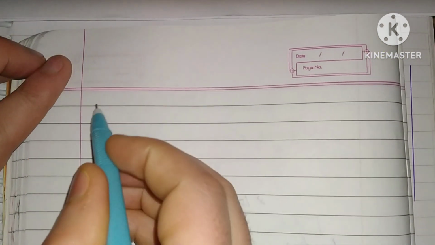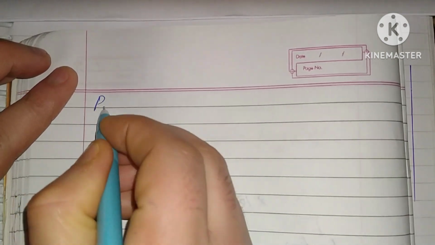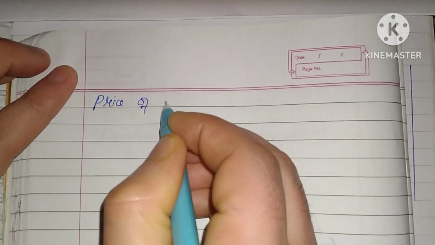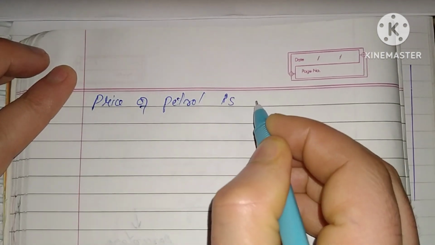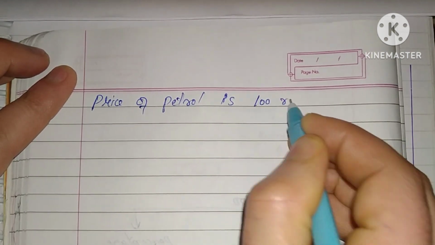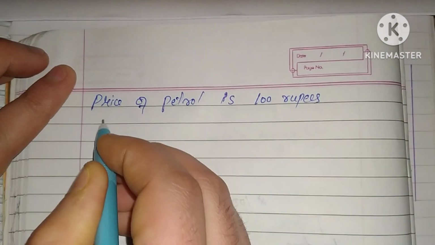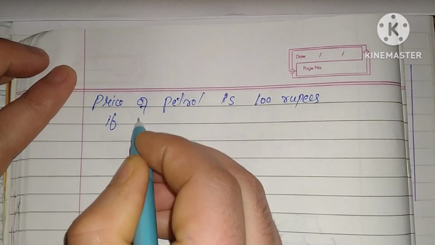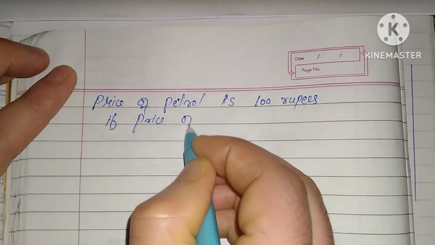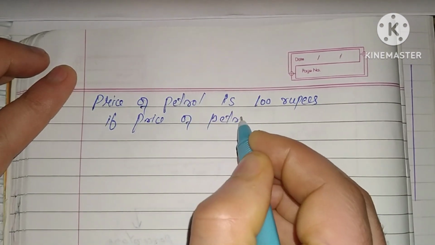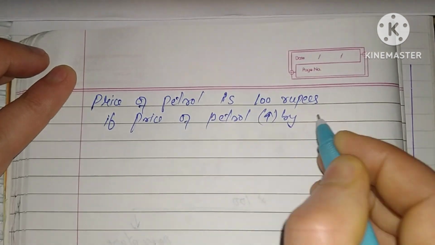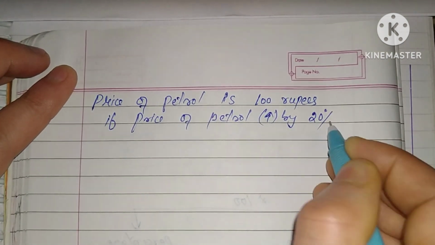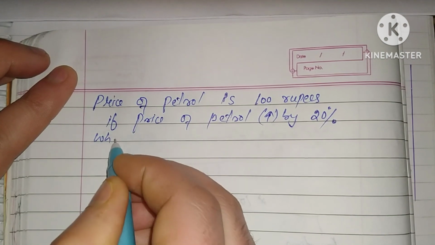Take an example. Suppose the price of petrol is 100 rupees. If the price of petrol increases by 20%, what will be the new price of petrol?